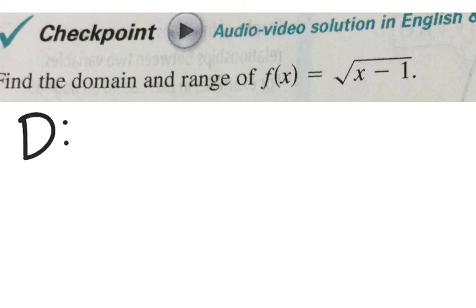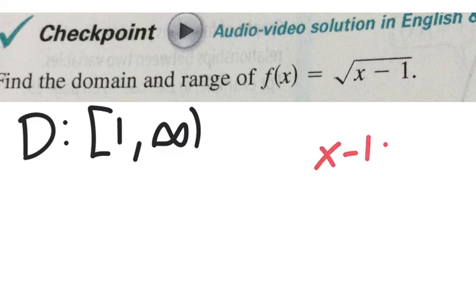What do we find the domain to be? Found it to be 1 to infinity. So all values from 1 to infinity, 1 is included. That is correct because we take what's underneath the radical and say it can't be negative. So I would say x must be greater than or equal to 1.